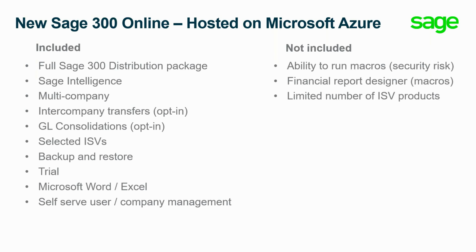And then the key aspect here is to understand that this is not a fully customizable environment. So for instance, what's not included, you're not allowed to run macros for Sage because this is Sage managed. We view that as a security risk, so we don't allow it. The financial report designer is not usable because it uses macros, so we're using Sage Intelligence instead for the financial reports. And we can't allow the installation of any ISV just for security reasons. So it's only the pre-selected and pre-installed ISVs that we allow access to. So just know that that's in the marketplace.